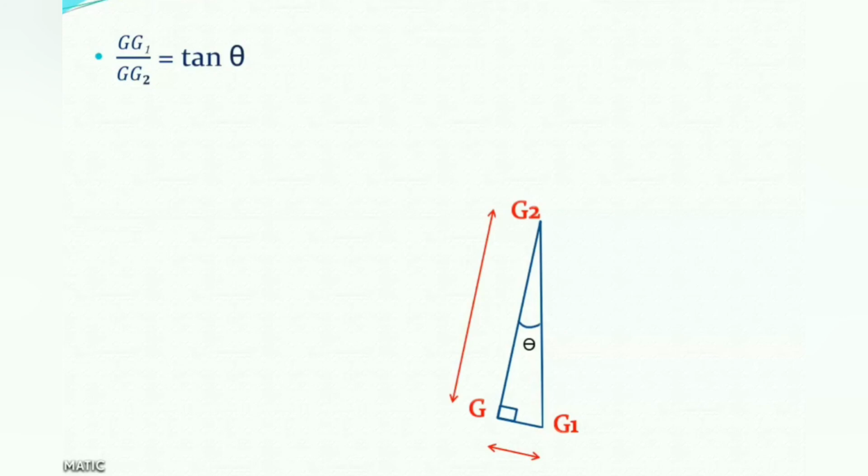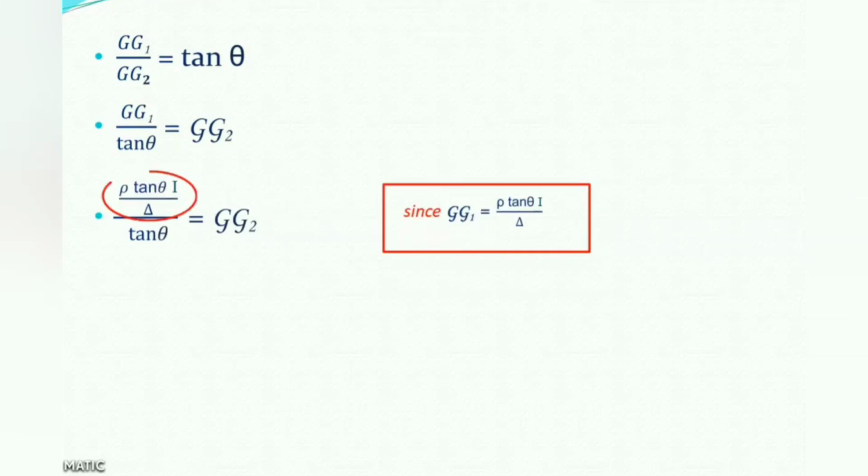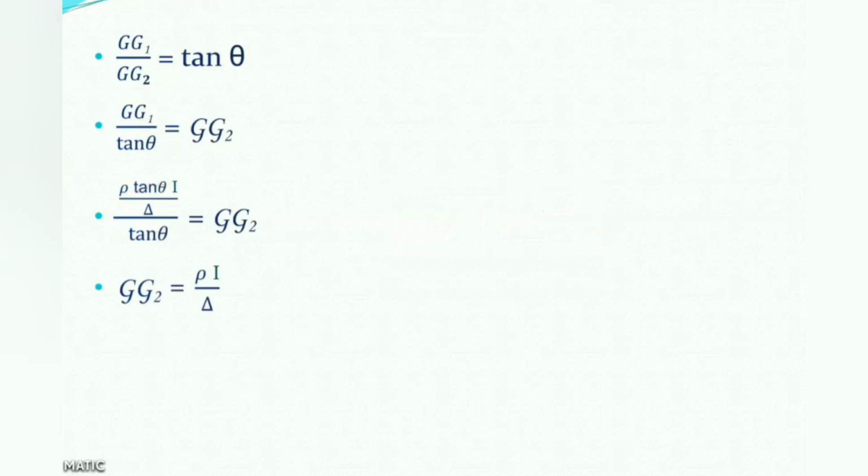The ratio of GG1 and GG2 will be giving us tan theta. We can alternatively say that GG2 is equal to GG1 divided by tan theta. But earlier we have studied that GG1 was equal to rho tan theta into I upon delta. Now tan theta will get cancelled from numerator as well as denominator. Finally, the expression for GG2 which we will have here is rho into I upon delta. This expression will help you out in the determination of virtual loss of metacentric height because of existence of any free surface within the ship.